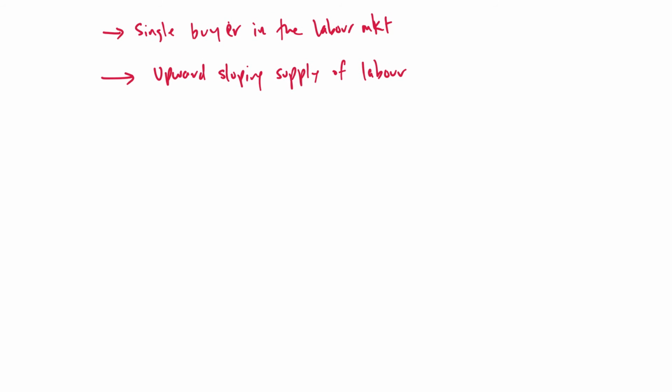Let's see this in terms of a diagram. And this is an important thing to understand. Single buyer is what? Which means there's only one firm. One, in a way, yes. An important point to understand is this: if this is my monopsony, then your supply curve is like this. Your supply curve is upward sloping.